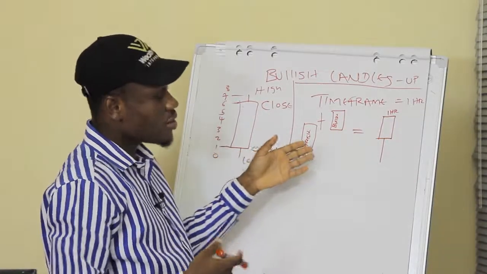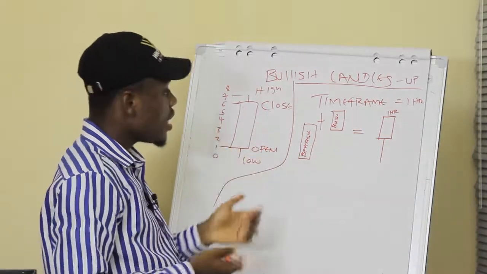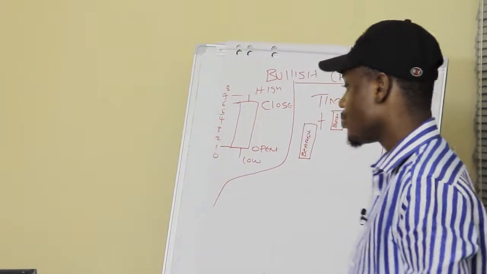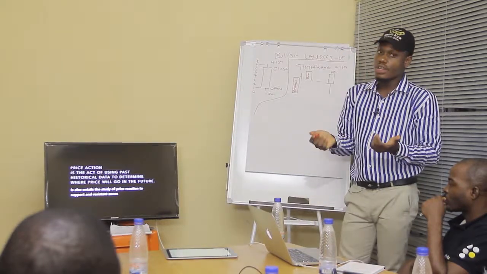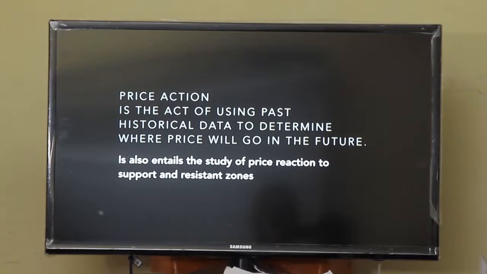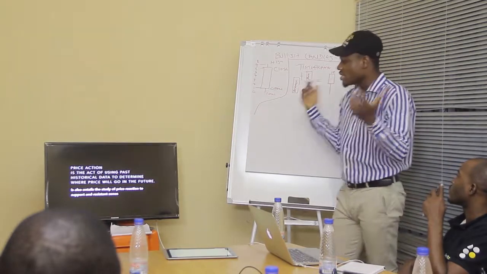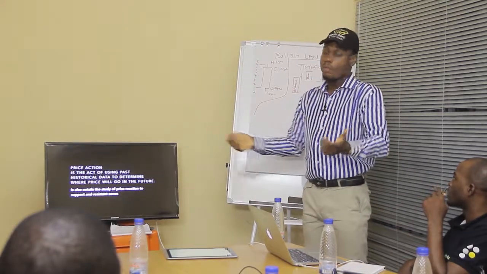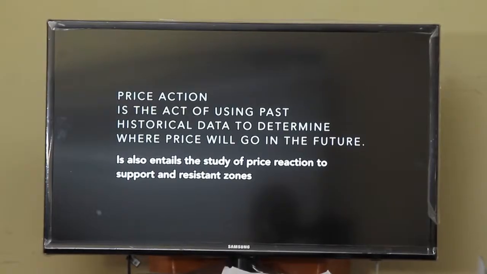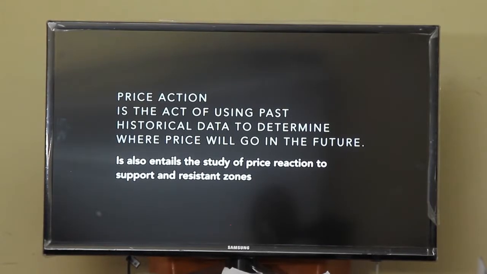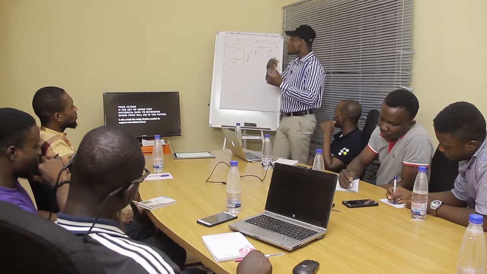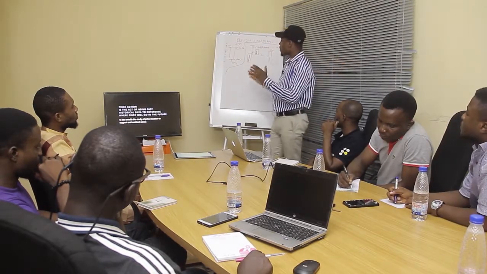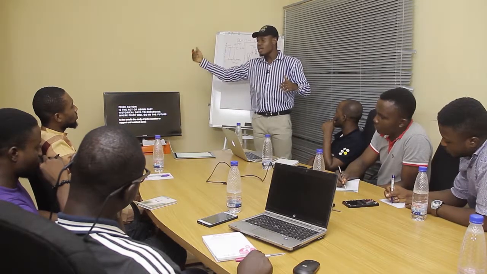Going further, I'm going to talk about support and resistance, what they indicate, what they are. But first let's talk about price action. How does price react? What are the characteristics of price? How does it act? Price action is basically the act of using past historical data to determine the future, like a weather forecaster. We don't know the future, but we use past information to determine, with about 70% accuracy, what the outcome will be.